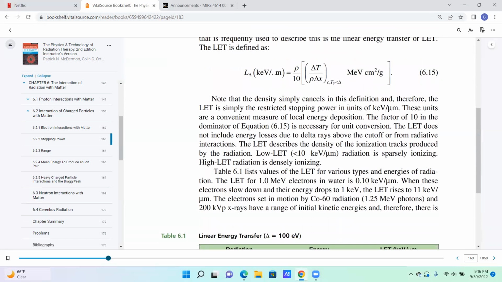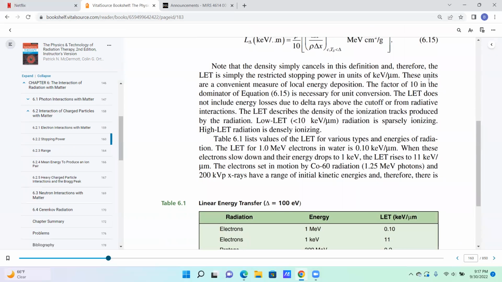The density simply cancels in this definition, being in the numerator here and the denominator there, so you just cancel those out. So the LET is simply the restricted stopping power in units of keV per micrometer. It's a convenient measure of local energy deposition. The factor of 10 in the denominator is necessary for unit conversion. The LET does not include energy losses due to delta rays above the cutoff. The LET describes the density of the ionization tracks produced by the radiation.